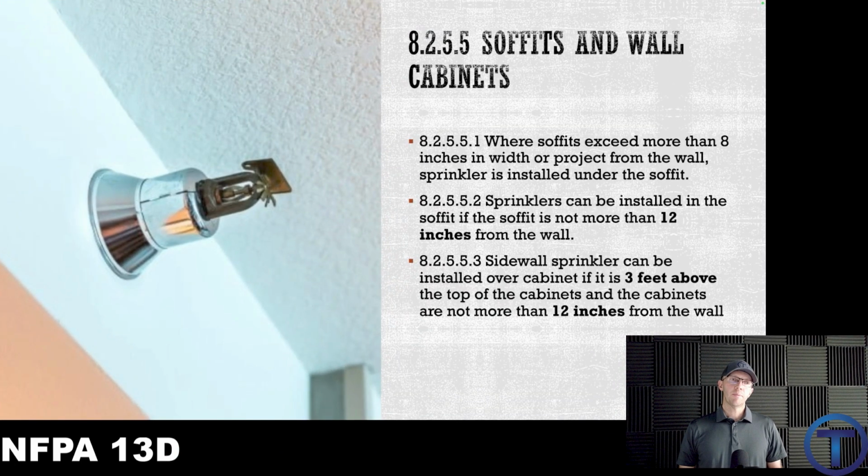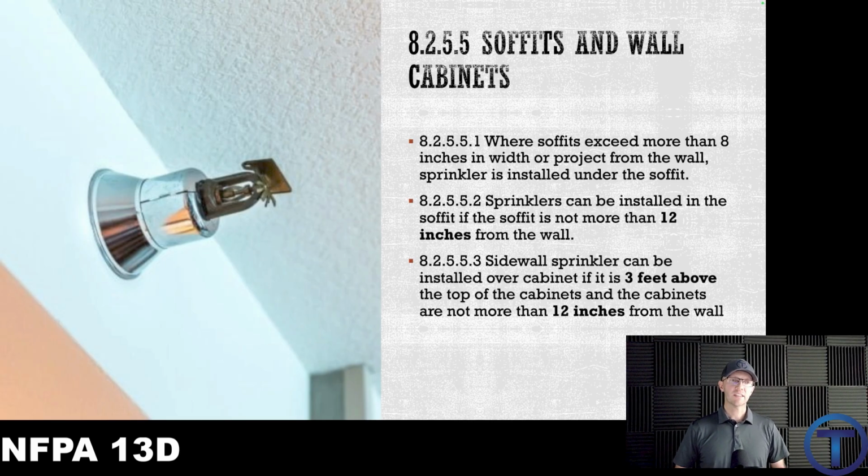In 8.2.5.5, we come to soffits and wall cabinets. These are some other scenarios similar to an obstruction. These are parts of the wall that may protrude. A soffit is where they may have a raised ceiling and then it kind of boxes down and you have a lower ceiling. So we've got to be conscious of the possible deflections that would cause.